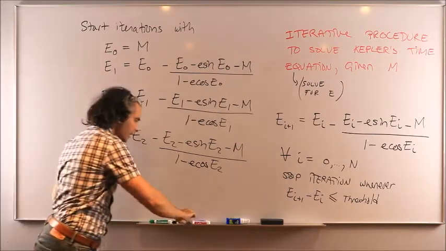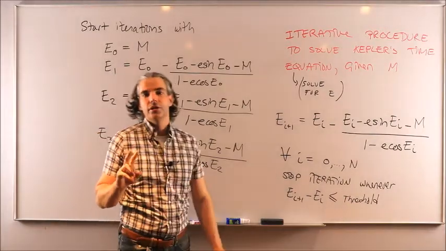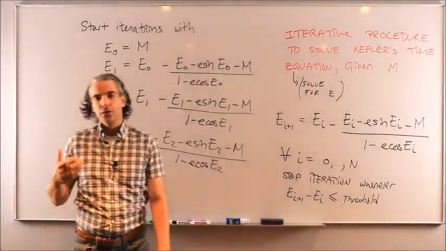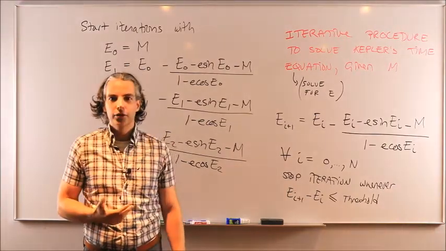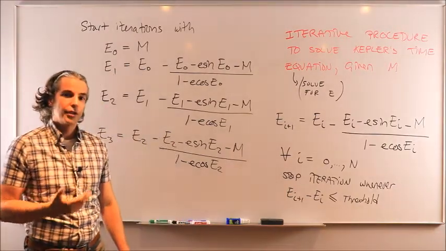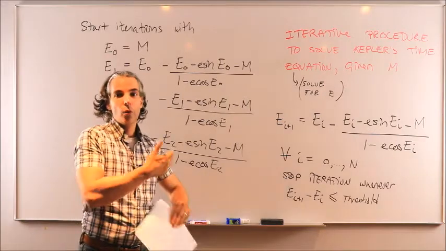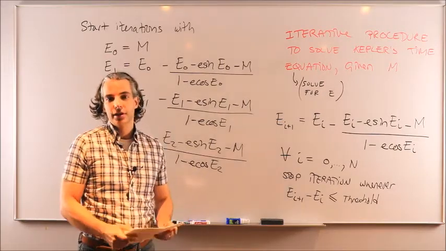So these are the two uses of Kepler's time equation. Given the time since perigee passage, how can you find the true anomaly? Or vice versa, given the true anomaly, what does that translate into the time since perigee passage?